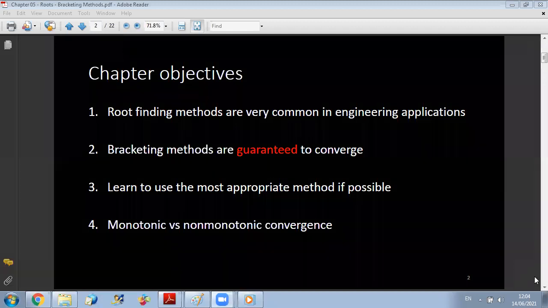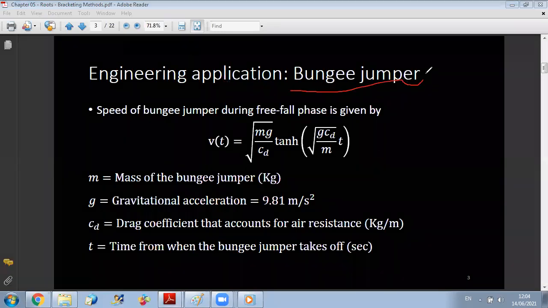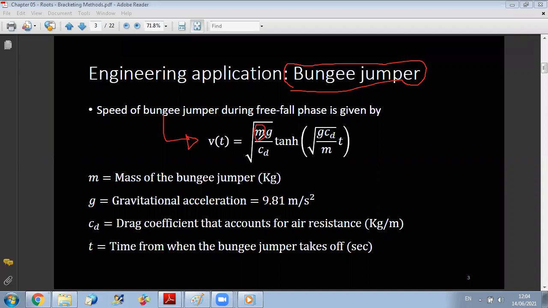Now, to start with, we will take a certain engineering application. We will start from the same example we introduced last time. So for the bungee jumper, so this is a very common example, and you will find in this book, whenever we want to introduce a new technique, they will give you an example on using this engineering application. So we have developed before that the velocity function of time can be written as a function of the mass of the person, of the drag coefficient, of time.